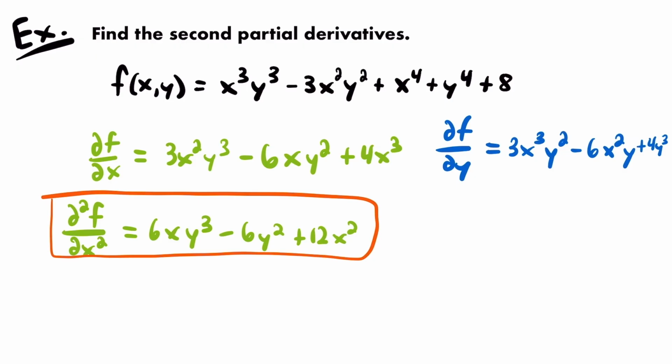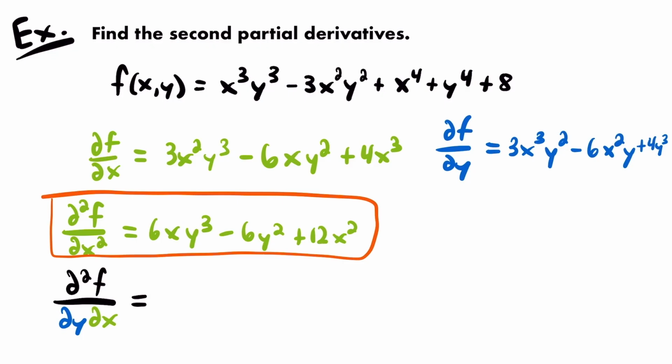Now let's find the partial derivative where we take the partial derivative of df dx with respect to y. And that notation looks like this. We have d squared f divided by dy dx. All right, the variable that you are taking a partial derivative with respect to comes first in the denominator of this expression. That's how this notation works.